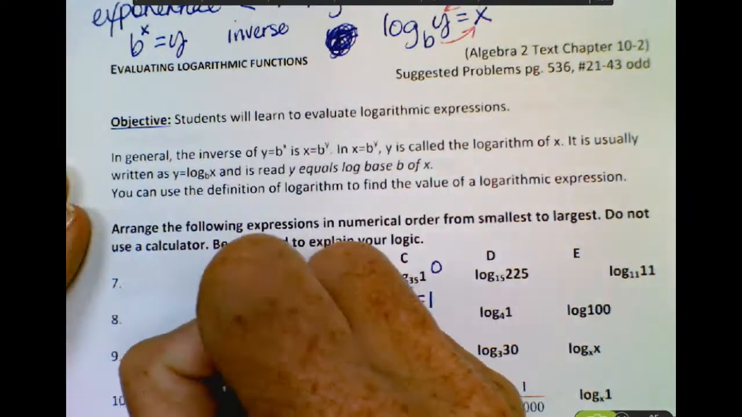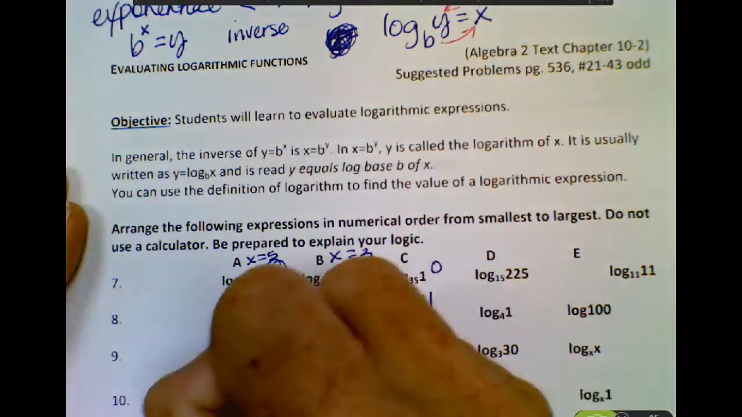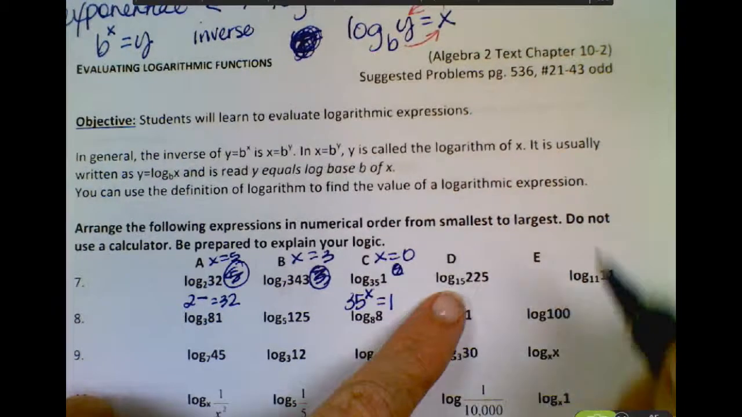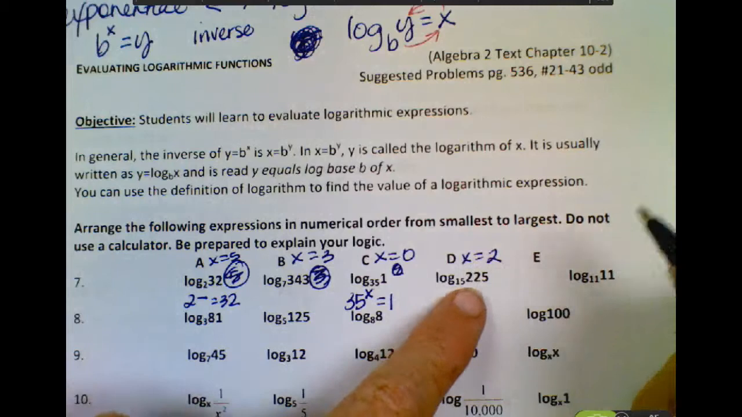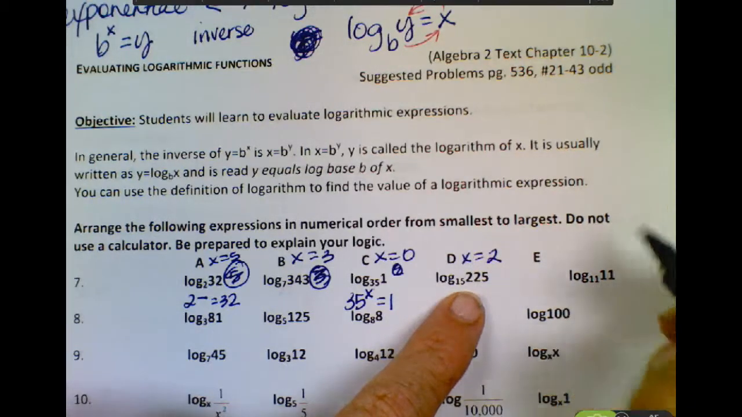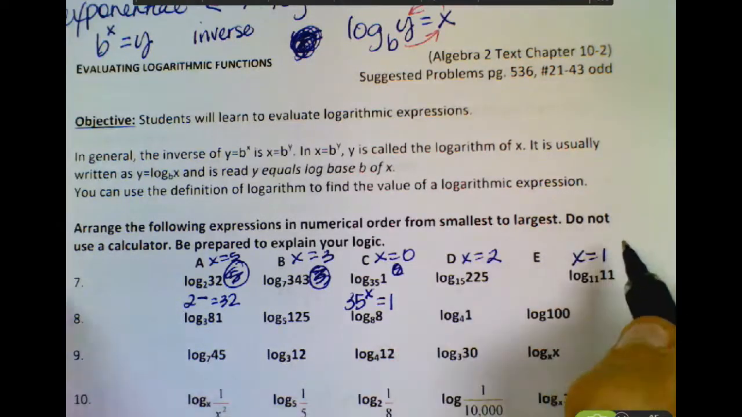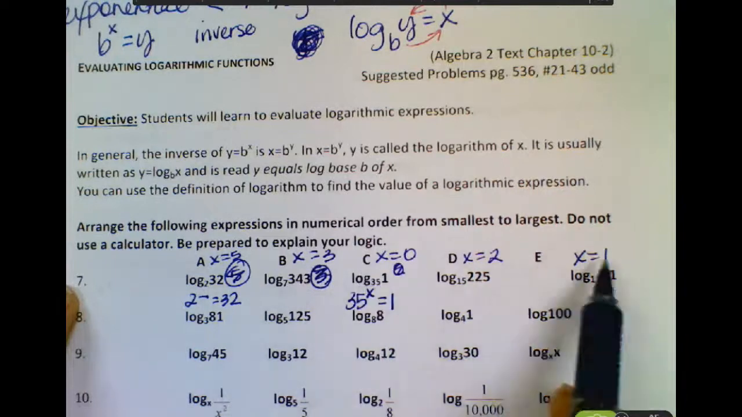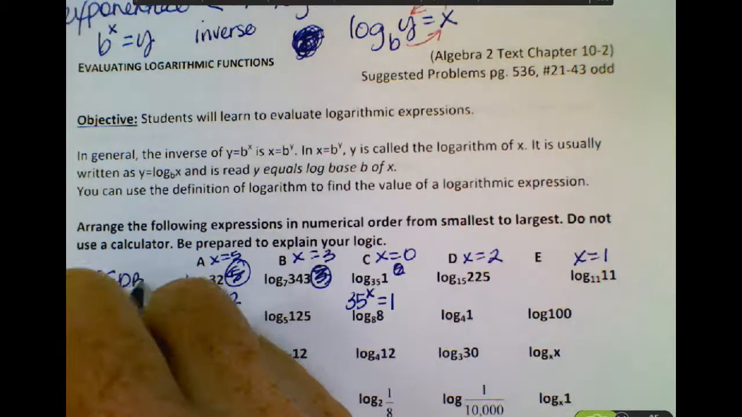Let's do it this way. Let's do x equals 5, x equals 3, x equals 0. Okay? 15 to what power gives us 225? That would be x equals 2. 15 squared is 225. And then log 11, 11. 11 to what power gives us 11? That would be x equals 1. Okay? So our order from smallest to largest would be C, E, D, B, A.